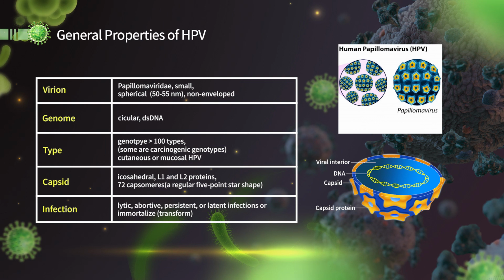As the picture shows, the virus is coated with an icosahedral capsid. The capsid consists of 2 structural proteins that form 72 capsomeres. Depending on the host cell, these viruses are capable of causing lytic, chronic, latent, abortive, and/or transforming infections.